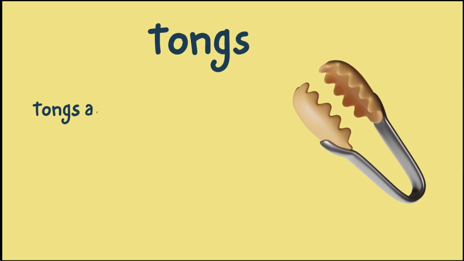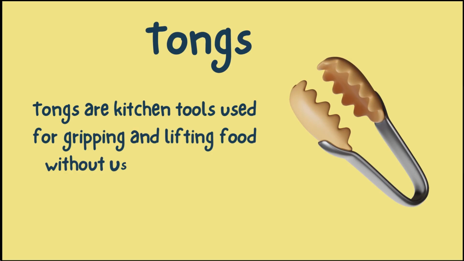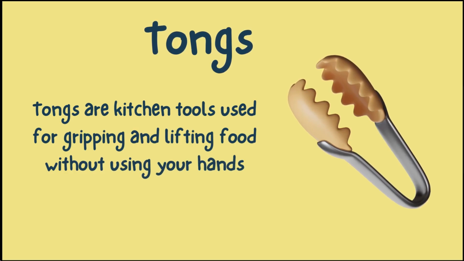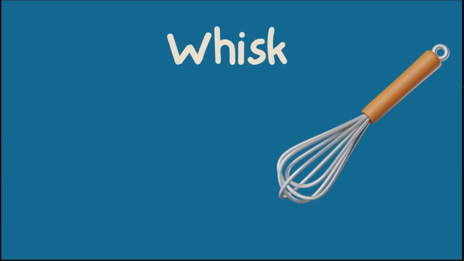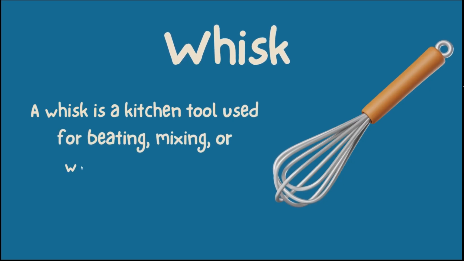Tongs. Tongs are kitchen tools used for gripping and lifting food without using your hands. Whisk. A whisk is a kitchen tool used for beating, mixing, or whipping ingredients.